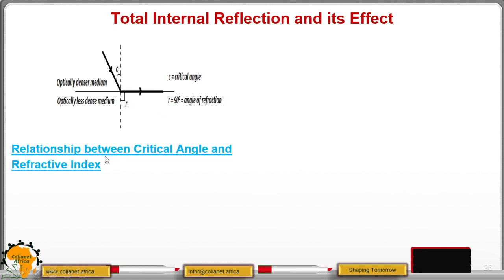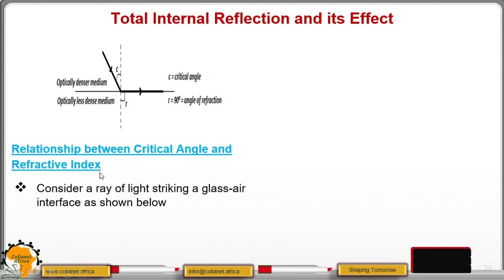Then from there, let us look at the relationship between the critical angle and the refractive index. Now consider a ray of light striking a glass-air interface as shown in this diagram. Remember, glass is optically denser than air. So the ray is coming from an optically denser material to an optically less dense material. Therefore, this ray will be refracted away from the normal. This is our normal. So the angle C, which is our critical angle, is the angle at which the refracted ray makes an angle of 90 degrees with the normal.